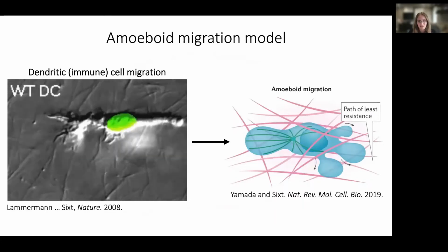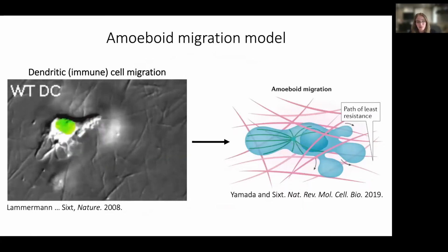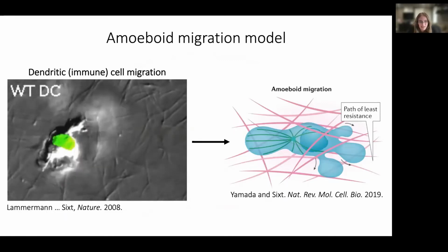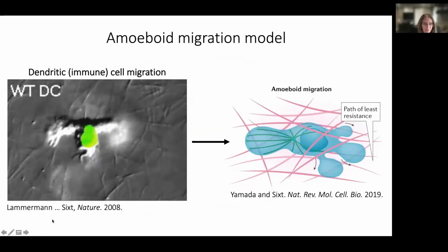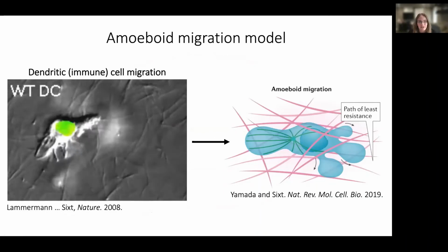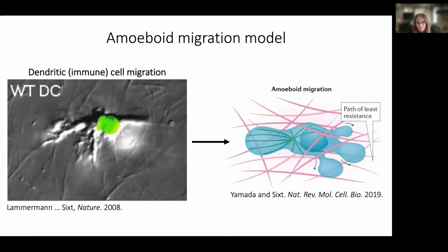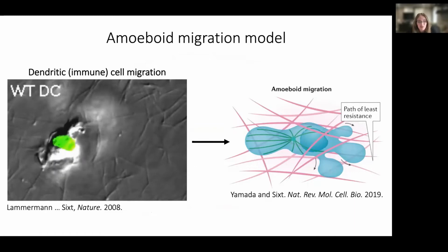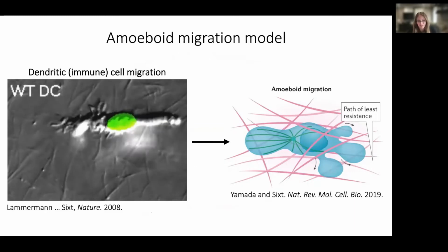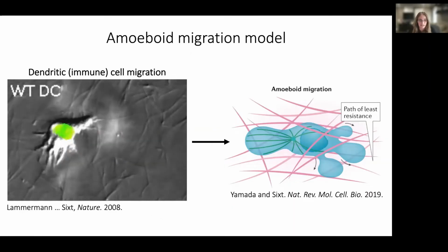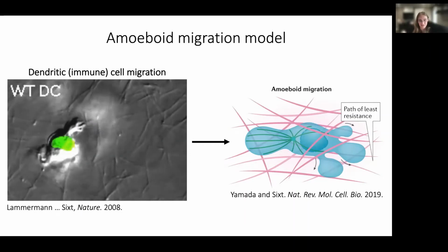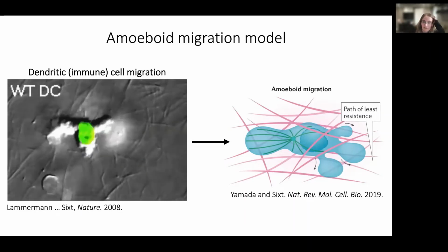But this model was largely informed by immune cell migration. There's a really great set of papers from Michael Sixt's lab, where they studied how dendritic cells move through 3D environments. And dendritic cells are considered professional migrators, right? They're sentinel cells that patrol your body and look for pathogens. And once they find a pathogen, they try and jumpstart adaptive immunity, in some cases by migrating to somewhere like a lymph node. So these cells are very good at migrating.